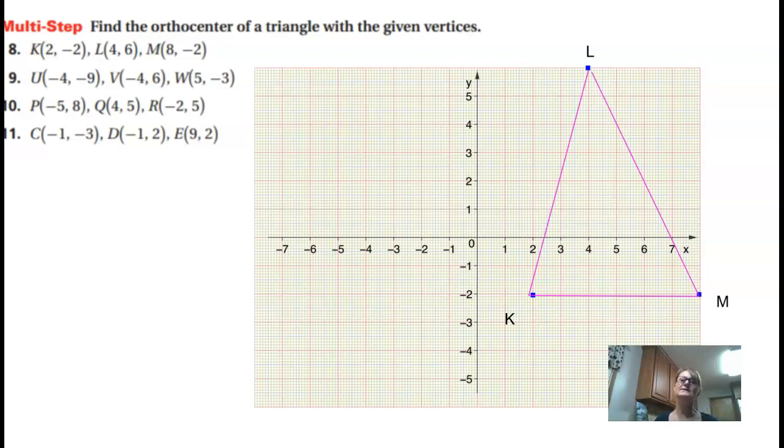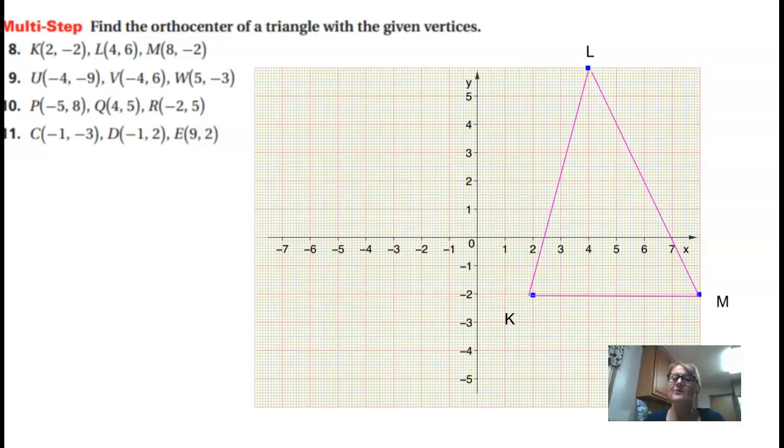Now they want us to find the orthocenter. So they want us to find that segment or line that goes from the vertex perpendicular to the opposite side. What you might remember is in algebra, where you find the equation of a line that is perpendicular to another line and goes through a certain point. So that's exactly what we're going to be doing here.